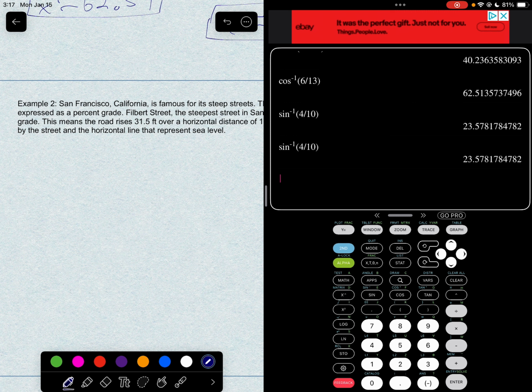All right, so we have a street that's slowly rising. And then we have a horizontal line that represents sea level. And of course, if we connect those, we will get a right triangle. Or at least something that's supposed to resemble a right triangle. Let's try this again. There we go.